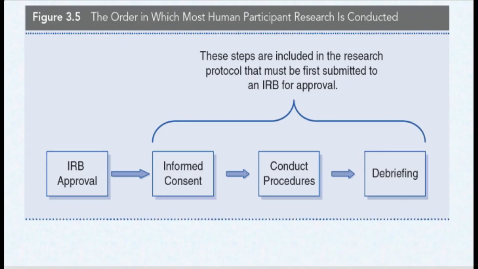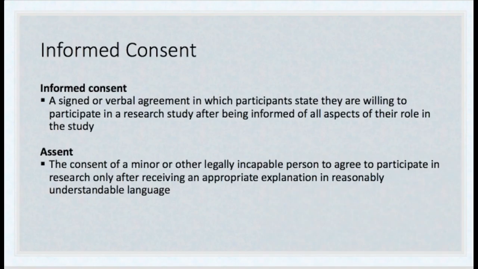So this is a little graph about IRBs. So you basically have the review process, you receive approval, you gain your informed consent, making sure people who are participating in your study know what the benefits are, if there's any compensation involved, what the procedures are going to be, and then that they are offered a professional debriefing if needed. But let's talk about what these are individually. So first, informed consent is a signed or verbal agreement where the participant in your study states they're willing to participate after being informed of all aspects of their role. So they have to be fully informed.